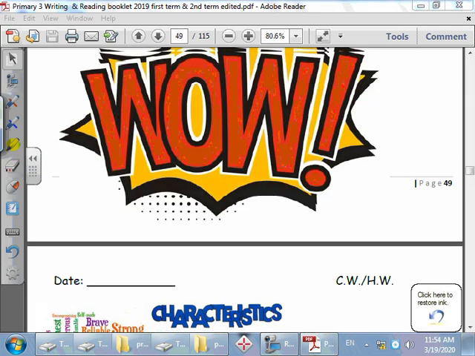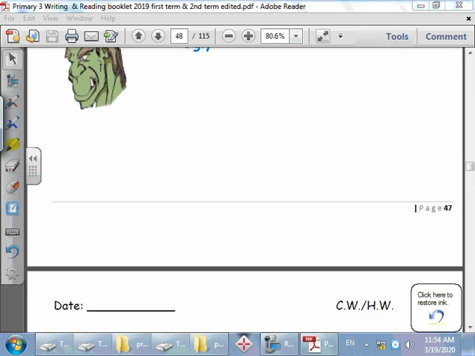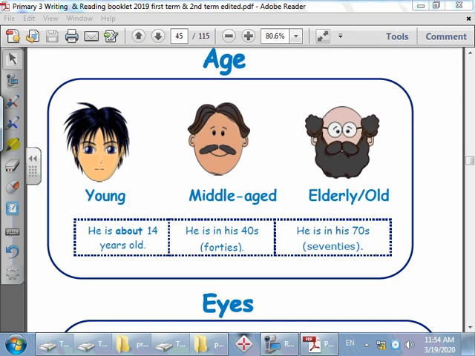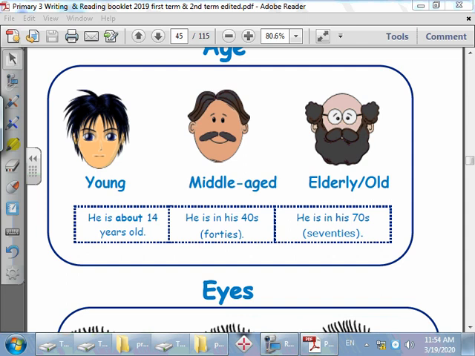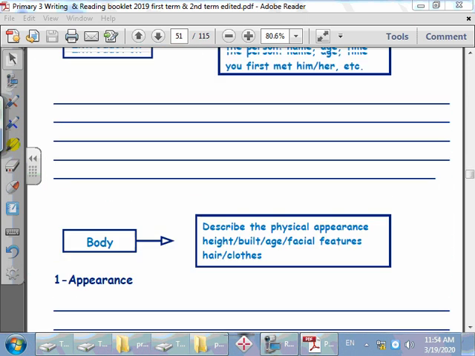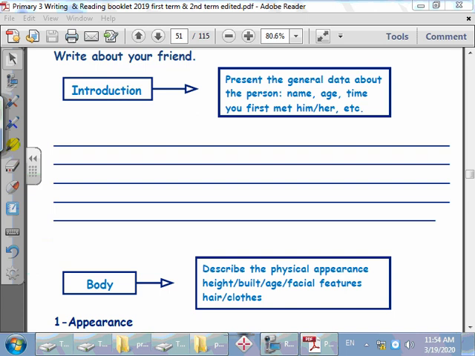We will refer back to page number 45, and we're going to say he is young. Of course, he's young, yes? He's middle-aged, elderly, old. We're going to choose one word from these. After that, when did you first meet him or her? I first met him or her at school, in the club. Yes, wherever you met them.